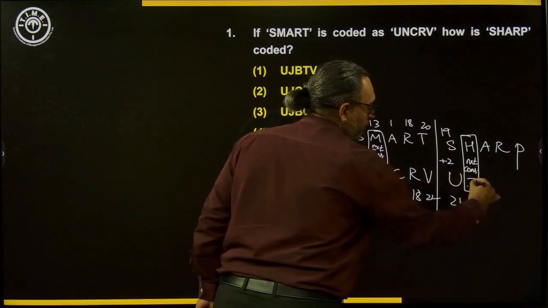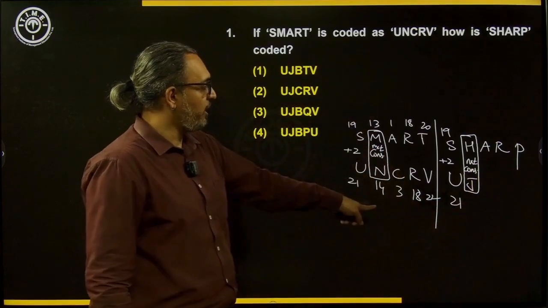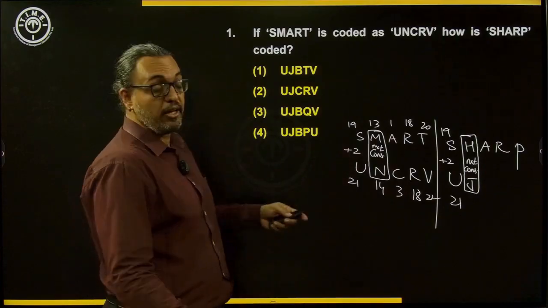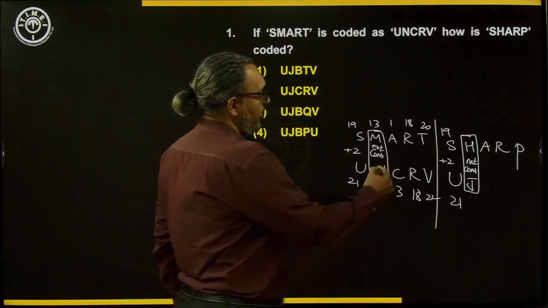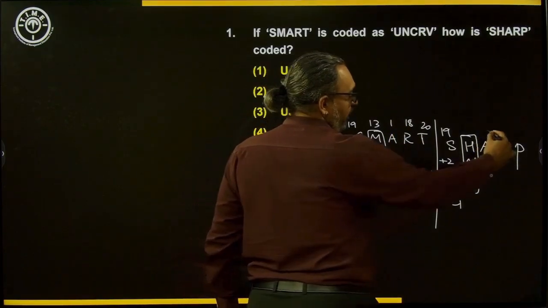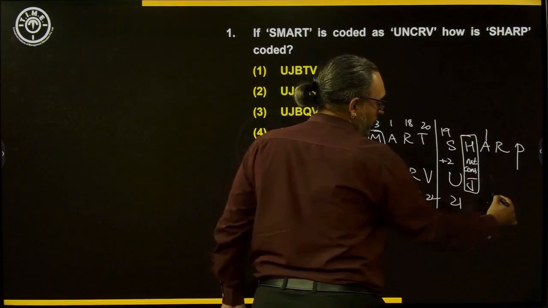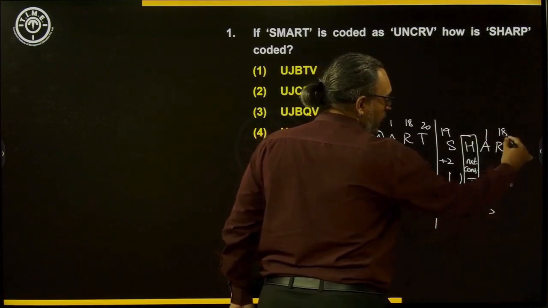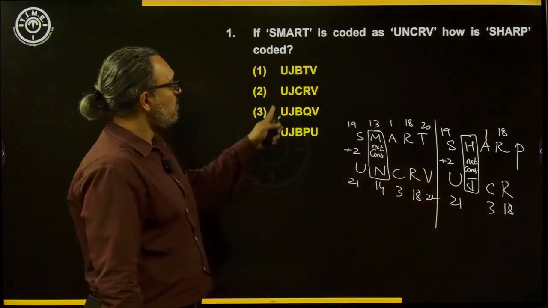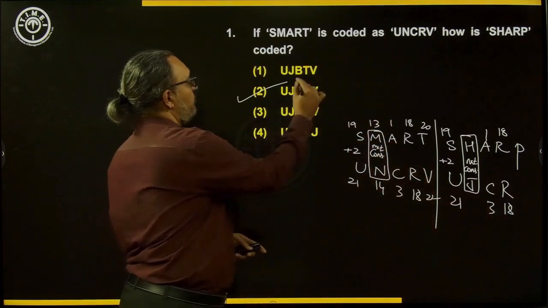That is J. So for M, you have N. So for H, you take J. Correct? That is why you have a J. Keep an eye on the options that way. So for A, you have C. For R, you have R. So the same way, for A, you can take 3, which is C. For R, you can take it as R. So UJCR. Correct? So you do have choice 2.